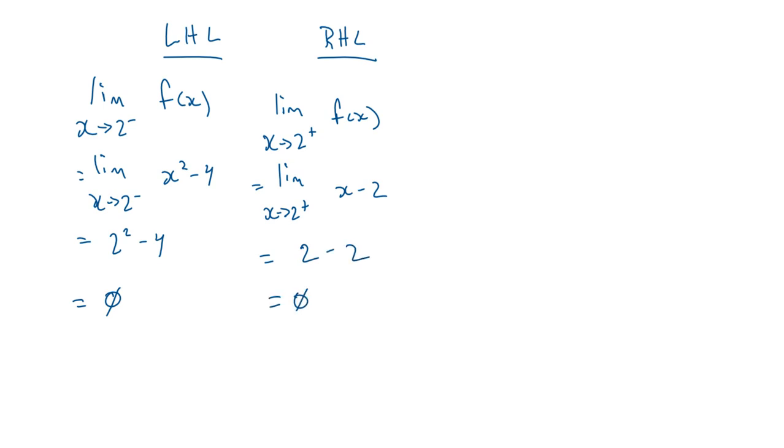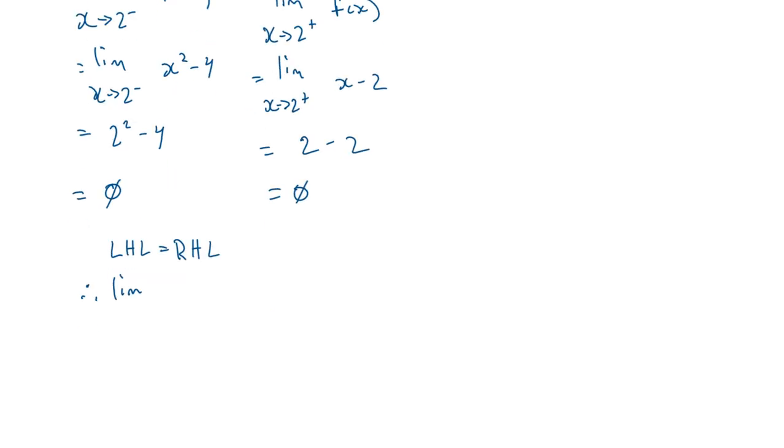Left-hand limit equals right-hand limit. Therefore, the limit as x approaches 2 of f at x equals 0, right?